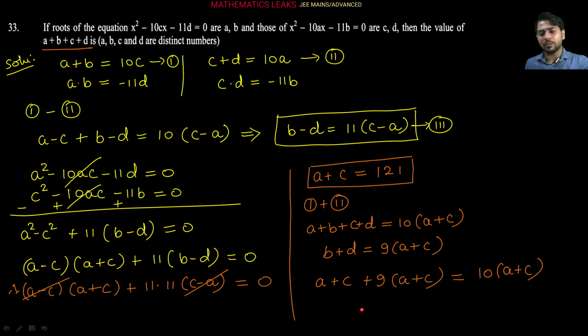So 10 times of a plus c, we can say 10 into a plus c. A plus c value is how much here? 121 we are getting here. So 121 we are writing, our answer will be 1210. So this is the answer of the given question.